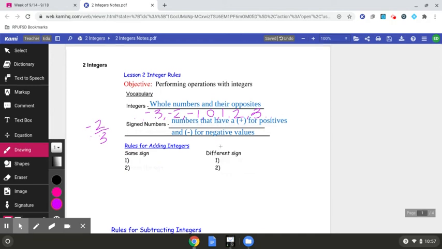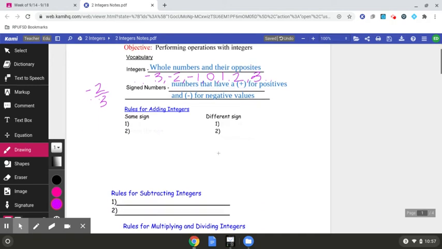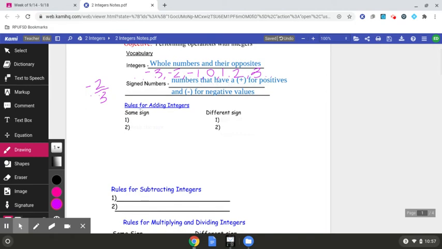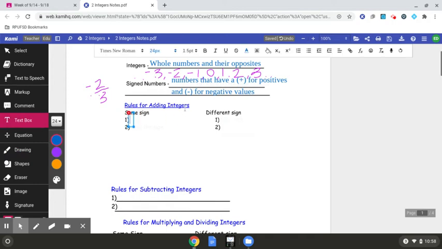So now we're going to talk about adding and subtracting these types of numbers. So the rules for addition. When you're adding integers that are the same sign, the rule is you add them and you keep the sign. So for example, that's 1 and 2.